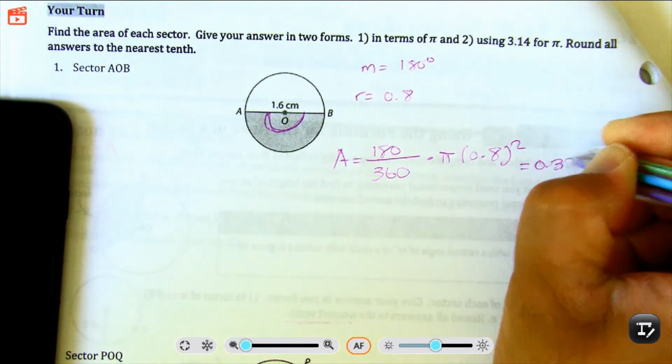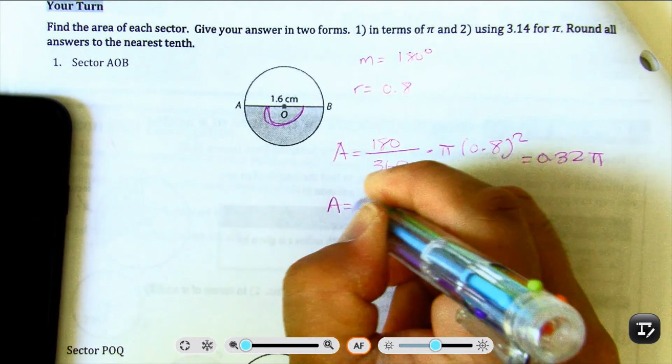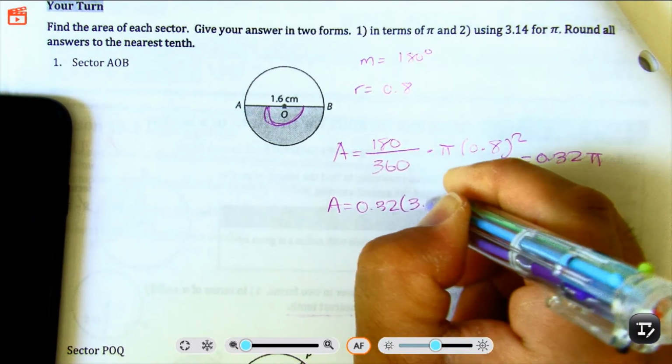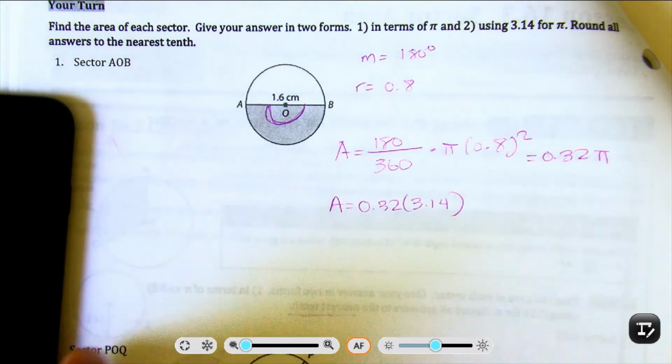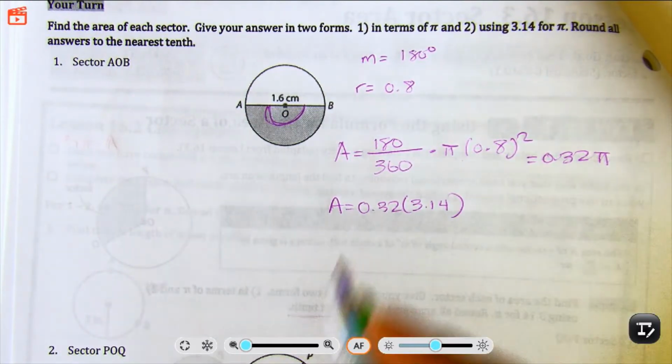And then what we could do is we could multiply 0.32 times 3.14, and then we would get our other answer. And we get the area is equal to 1.0 centimeters.